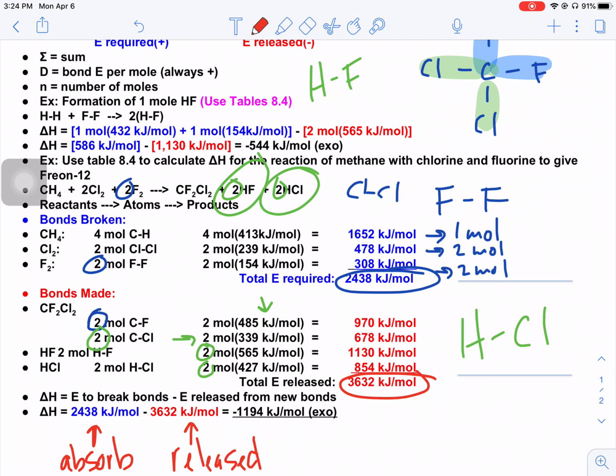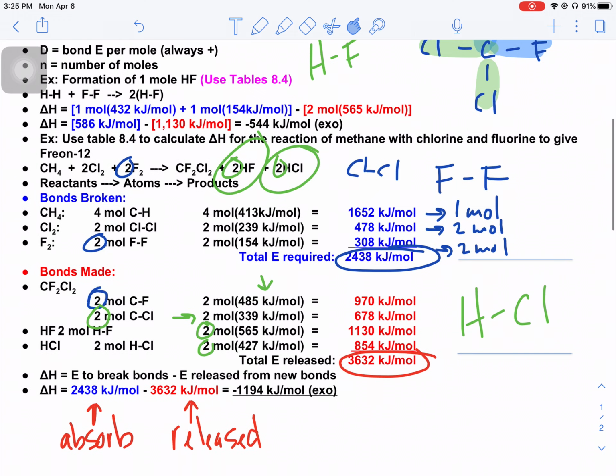And if we sum everything up, we get a negative 1194 kilojoules per mole. So assuming that this reaction represents really just the number of moles represented by the coefficients, for every 1 mole of reactants, in this case 1 mole of the methane, 2 moles of chlorine, and 2 moles of fluorine, in order to make the products on the right, this is how much energy is going to be absorbed or released. So in this case, a negative value means that this reaction is exothermic, and that this likely is going to be a spontaneous reaction.